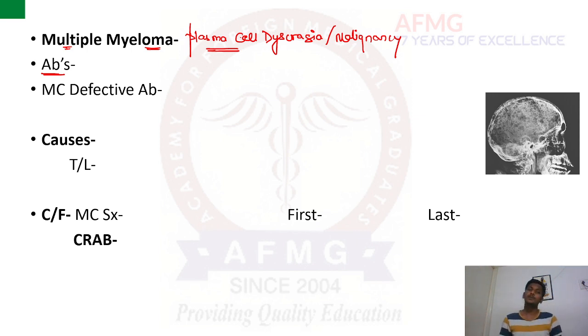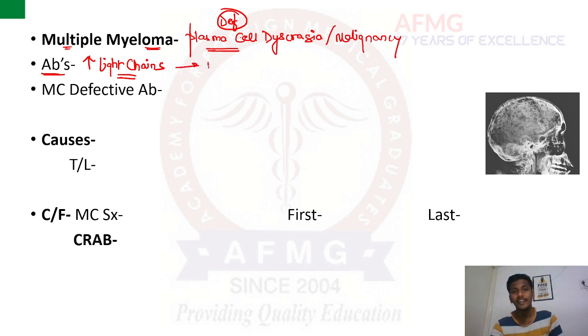But when there is extensive and abnormal proliferation of plasma cells in multiple myeloma, these plasma cells which are formed are defective. These defective plasma cells lead to production of defective antibodies. Why are these defective antibodies formed? Please remember, because only light chains, that is kappa and lambda chains, of the antibodies are produced in excess, and that is why there is production of defective antibodies.